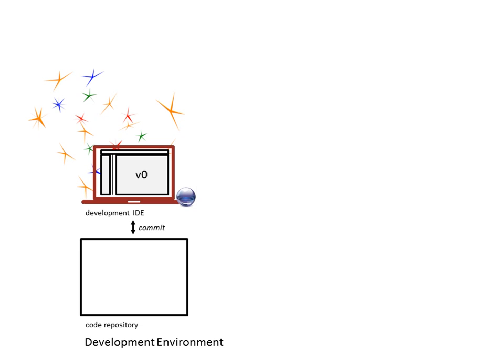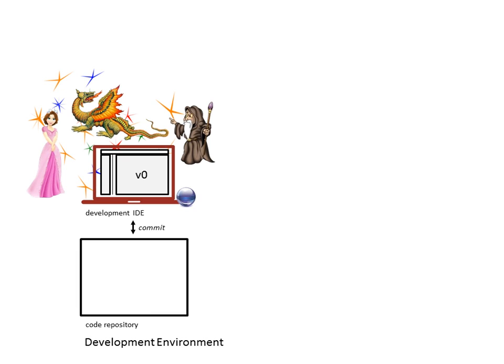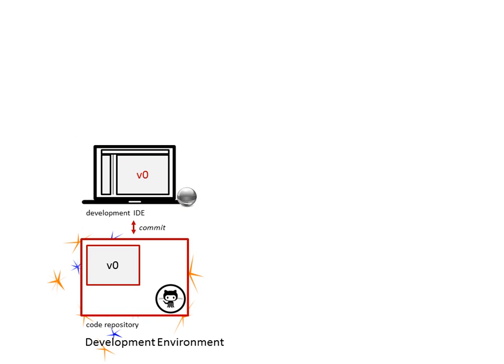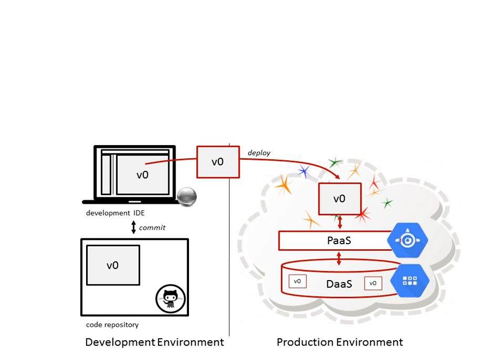As developers, we're building a first version of the application with lots of cool features. We commit our code to a code repository and when finished, deploy the application into production. Our production environment to the right is cloud-based. The application is hosted on Google App Engine, a platform as a service framework. It persists its data in a NoSQL data store, such as Google Data Store.